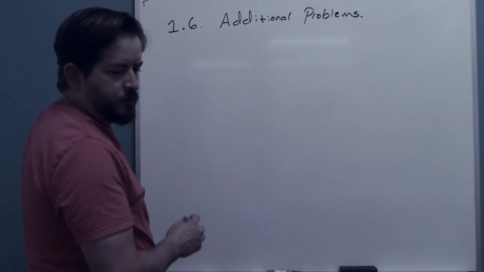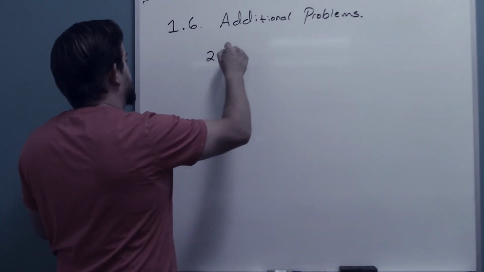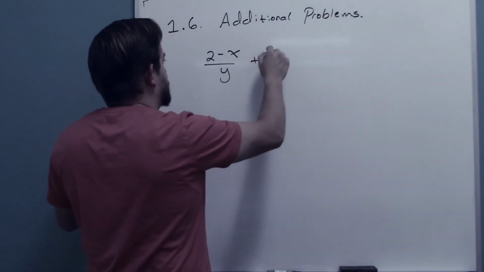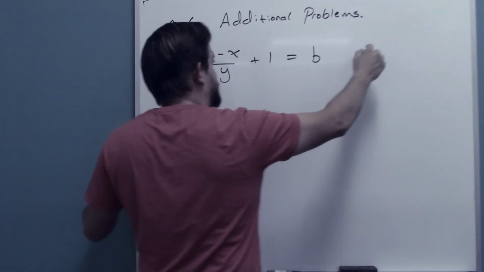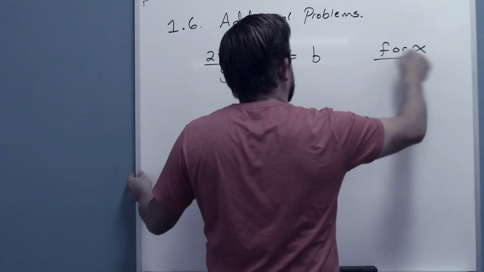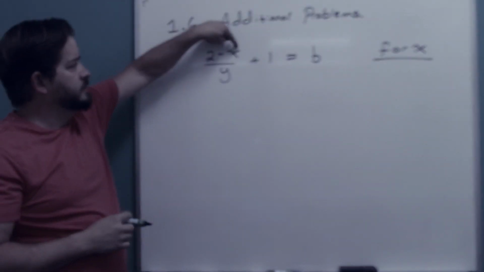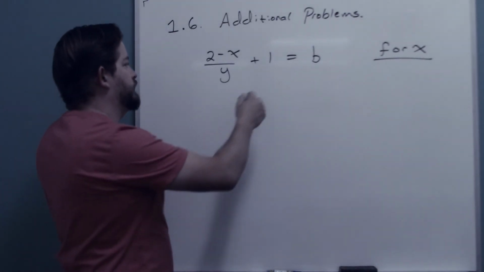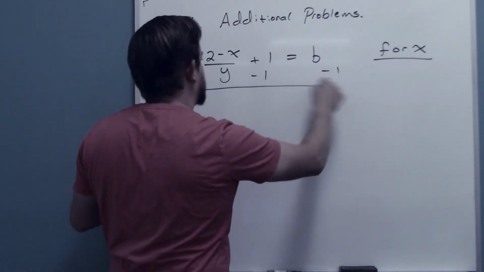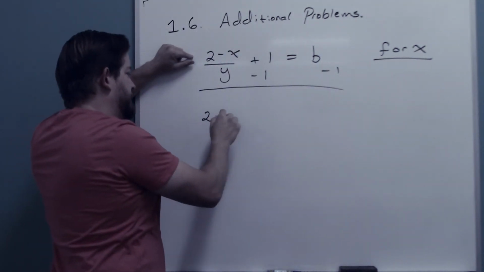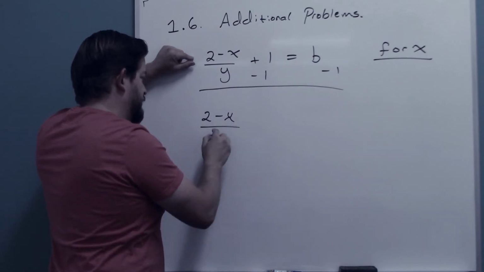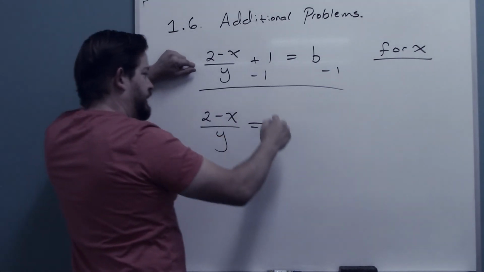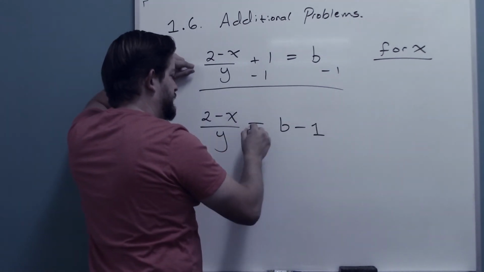This one says to solve 2 minus x over y plus 1 equals b. And we're solving this for x. This x right here. So the easiest thing to do is to get rid of this 1, because I can just subtract 1 from both sides, get it away from the left-hand side, just treat this whole 2 minus x over y as its own little term for a bit. I have b minus 1 now hanging out over here.